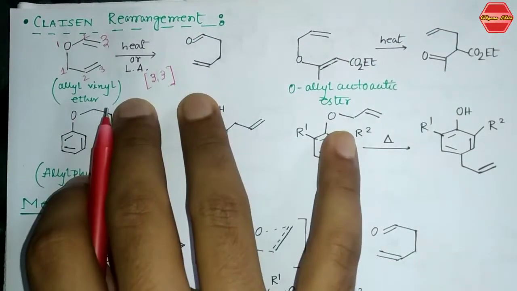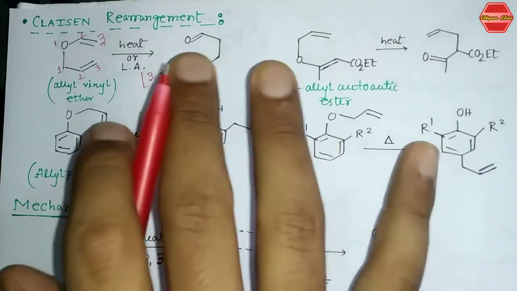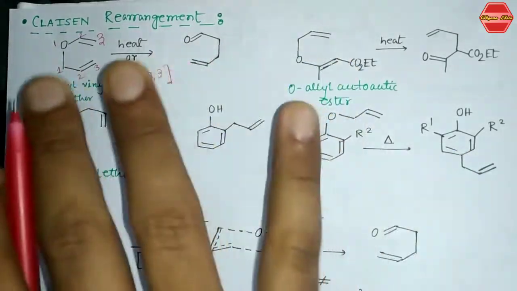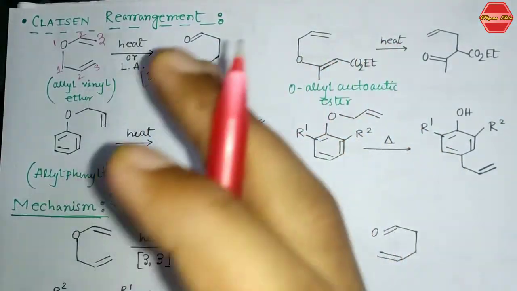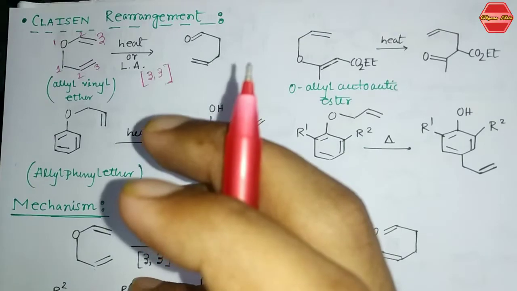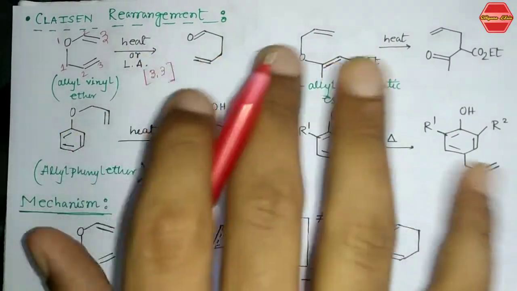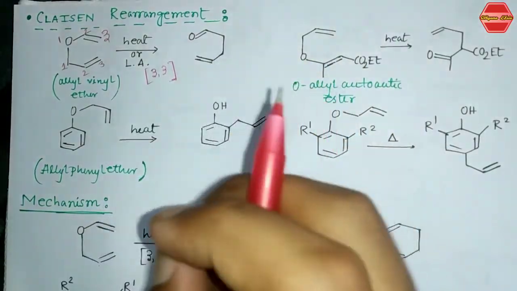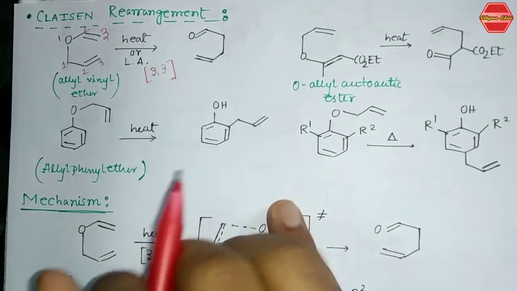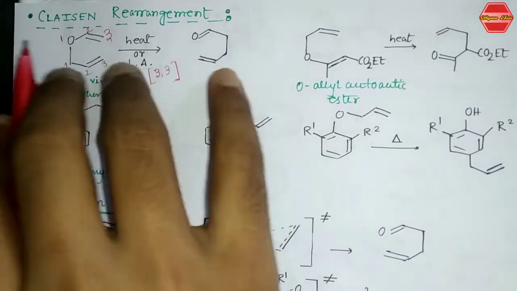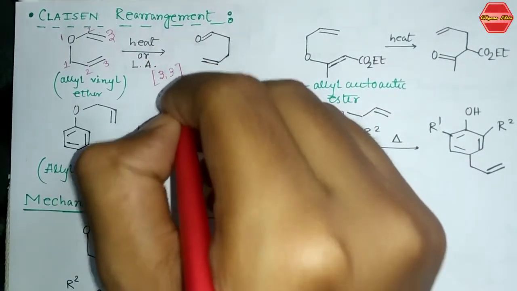So this 3,3 sigmatropic rearrangement is very important, and in this video particularly I am going to cover all the concepts regarding this rearrangement reaction, and in the next video we will cover the rearrangement reactions with different types of examples and previous year questions. So this is the basic video of this rearrangement reaction. In a later video I will show you different kinds of examples and the previous year's questions of these topics. So first, you can see that this is a 3,3 sigmatropic rearrangement.